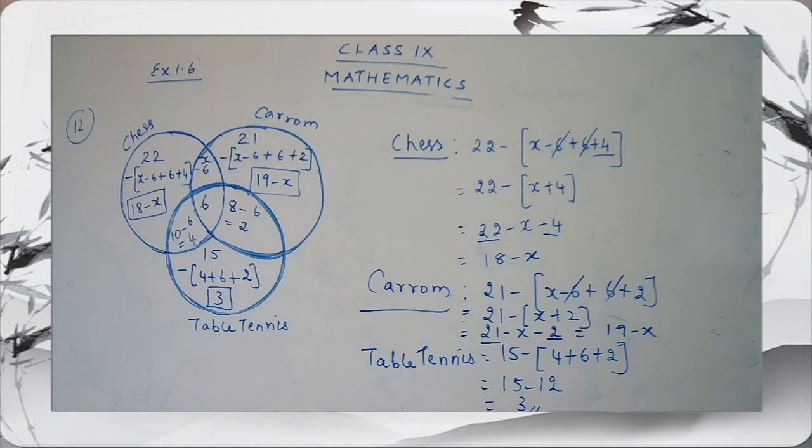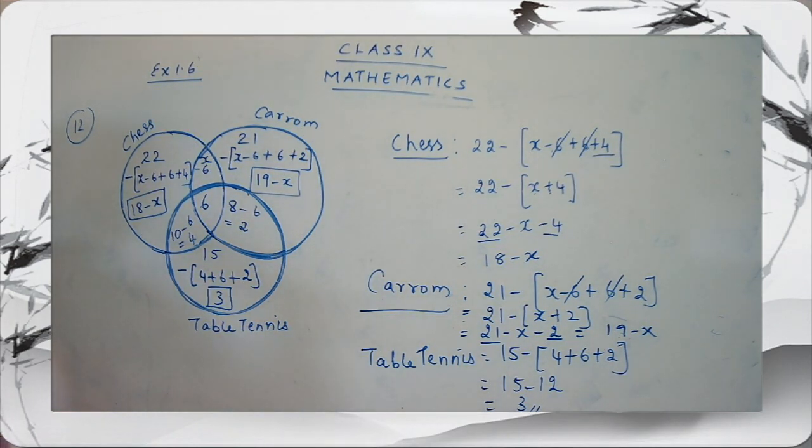Chess is 18 minus x. Carom is 19 minus x. And table tennis is 3. Okay. Now let's move further. Let us go for the next step. What is the next step you have? What are we going to do here? We have to find out some of the answers, yes, children?